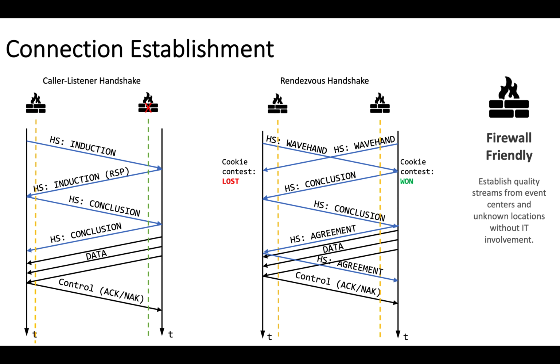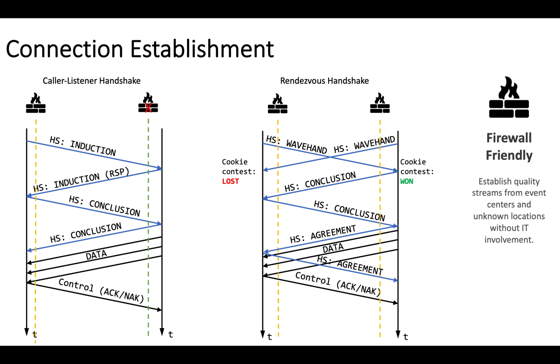The caller-listener handshake is used to establish a connection with a known server that has its UDP port open. In this case, the caller initiates a connection by sending an induction handshake. This type of handshake is on the left. There are use cases when there is no possibility or it is ineligible to change firewall configuration and open certain ports. SRT offers a special rendezvous handshake procedure, where both parties send a wavehand handshake to each other and decide who is to be a caller. These outbound handshake packets traverse the firewall to allow incoming UDP packets from the peer. In both cases, SRT connection establishment takes about 2 round trips.